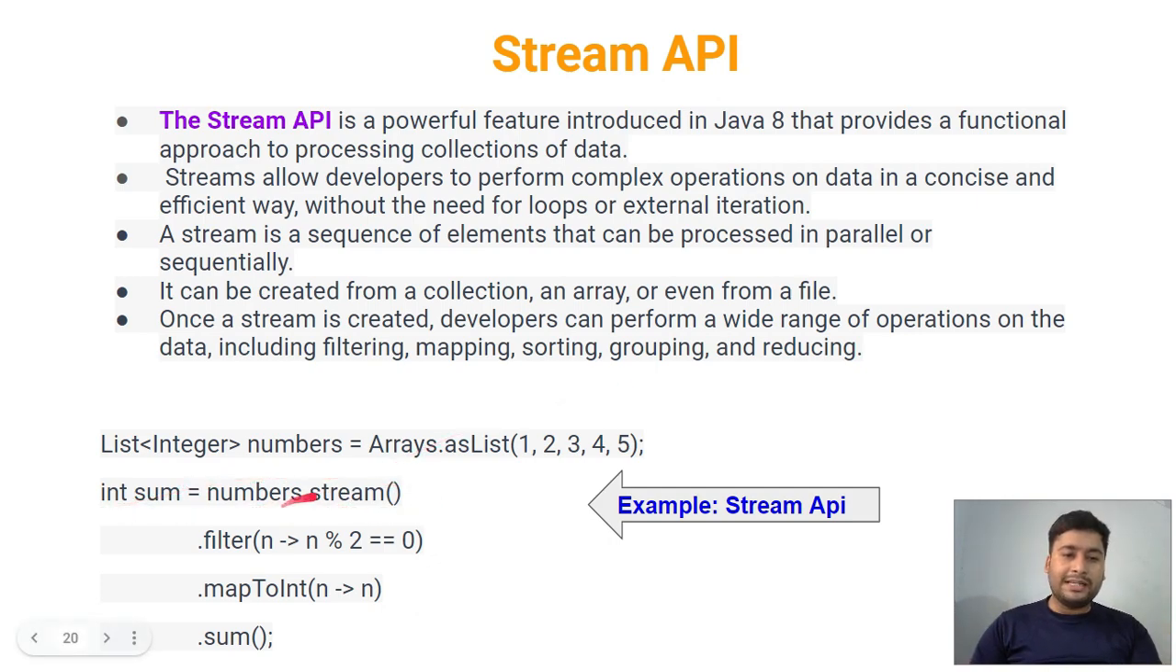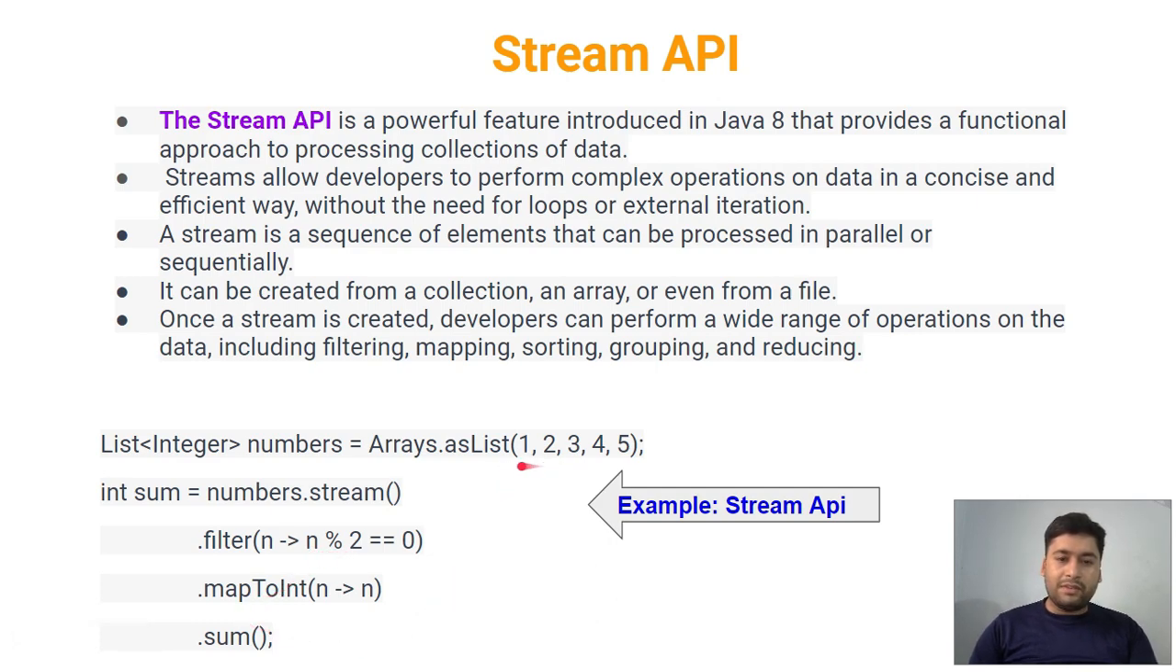If you see one example here, we have an array list. Maybe this array list has, as of now, only 5 data items, but maybe this data will be 1 million, 1 trillion. It would be a very large amount of data, and in this data you have to find the numbers which are even. So if you want to filter the even numbers, map to int.